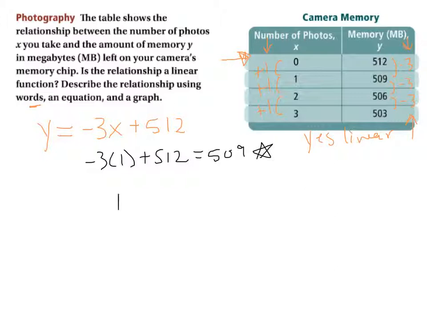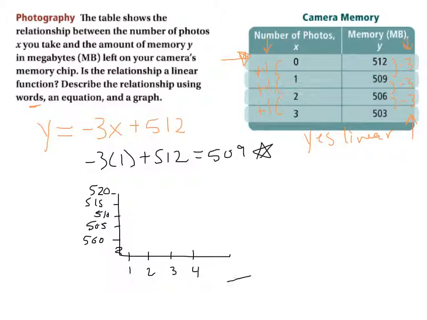And then you also have to graph the picture. Now since I start at 500, I'm going to put a little break in my graph. This symbol means that I'm not starting at 0. I'm going to be starting at 500, and then I'm going to go to 505, 510, 515, and 520. I don't really need the 520, but I'm still going to have the 1, 2, 3, and 4. My x's would be number of photos, and my y is going to be my memory.